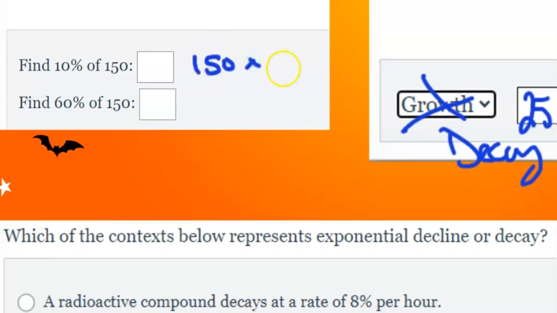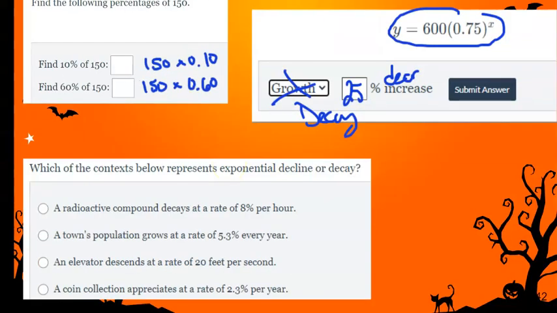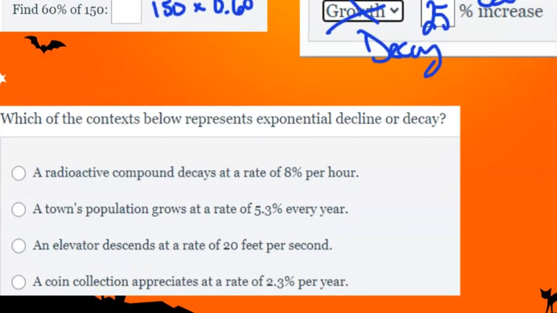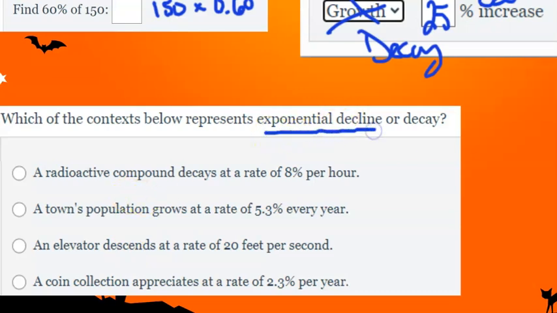150 times 0.10, or 0.10 if you want to do 60% of 150, multiplied by 0.60. You don't really need either one of those zeros. This bottom one is super important though. Make sure you understand the difference between ones that are linear and ones that are exponential. The question just wants to know exponential decline.